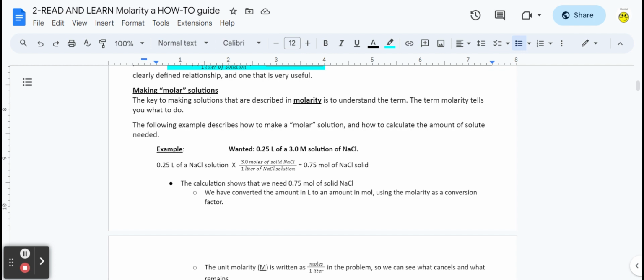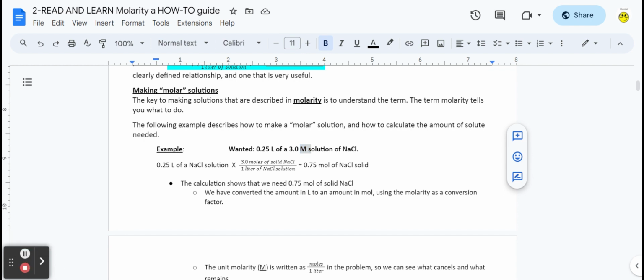So if we wanted 0.25 liters of a 3.0 molar solution of sodium chloride, we would take what we want, which is the volume, so 0.25 liters of sodium chloride solution. We multiply that by 3 moles of our solid over 1 liter of solution. Again, we're breaking up that big M into its moles over liters, and we get 0.75 moles of solute.